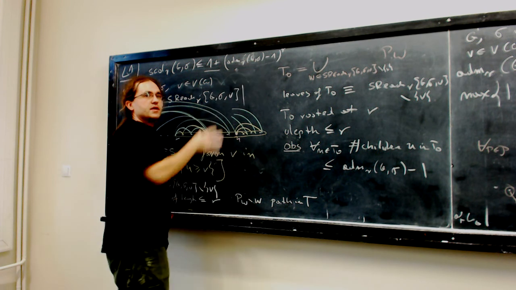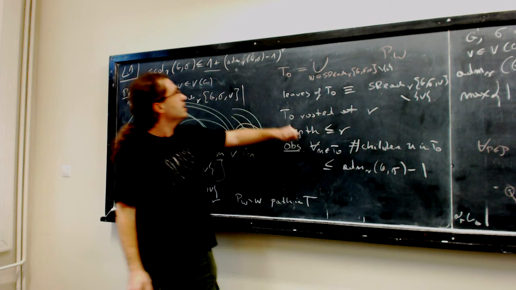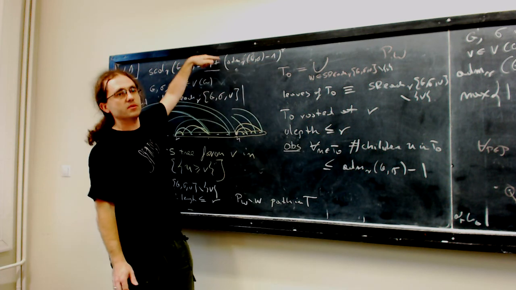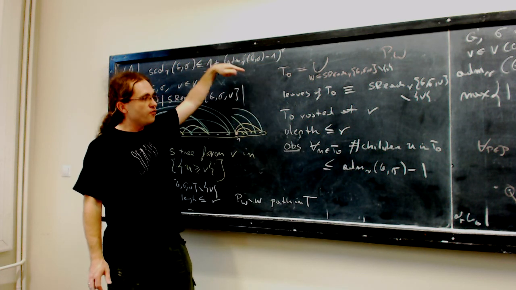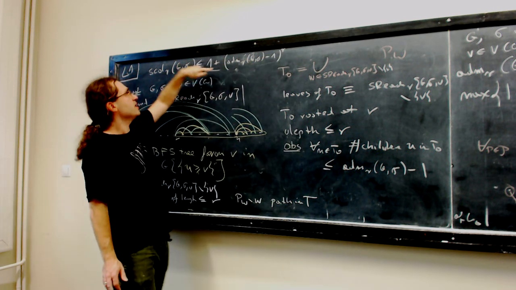Yeah? If I have a tree such that every vertex has at most this number of children, and the depth is this one, then this is the bound on the number of leaves. A full tree of this arity and this depth has this many leaves. And this +1 is vertex V.